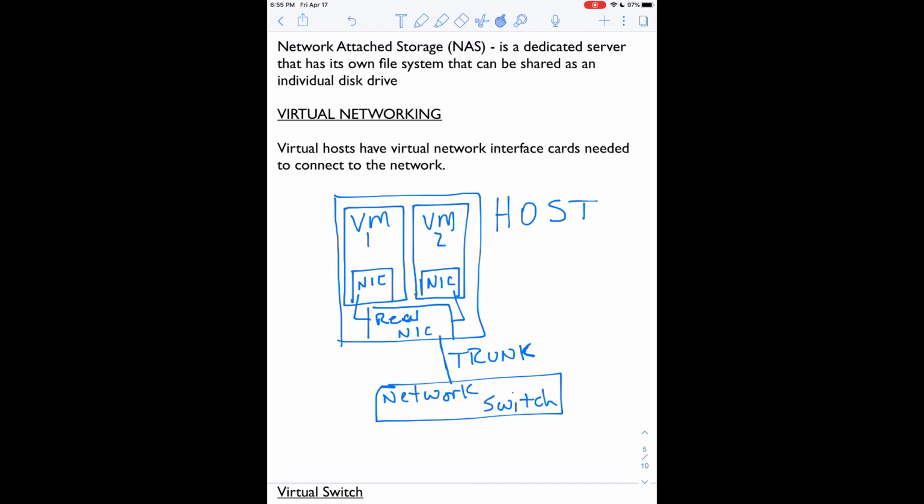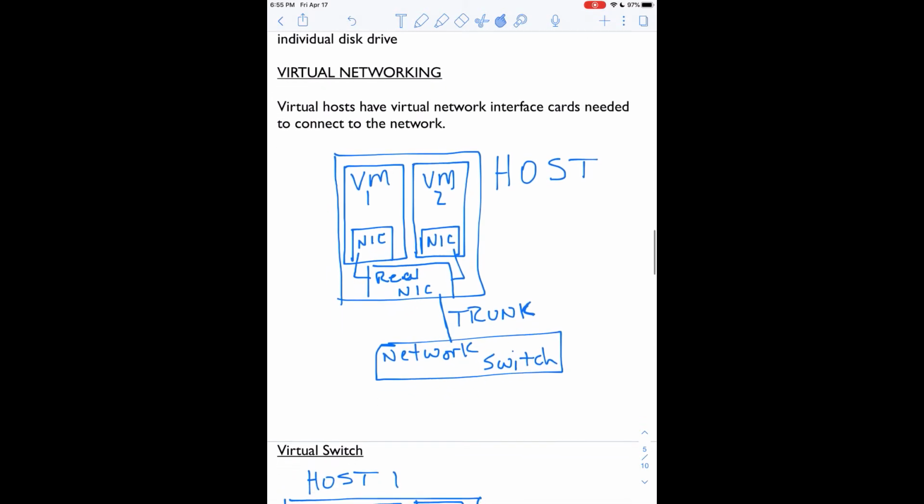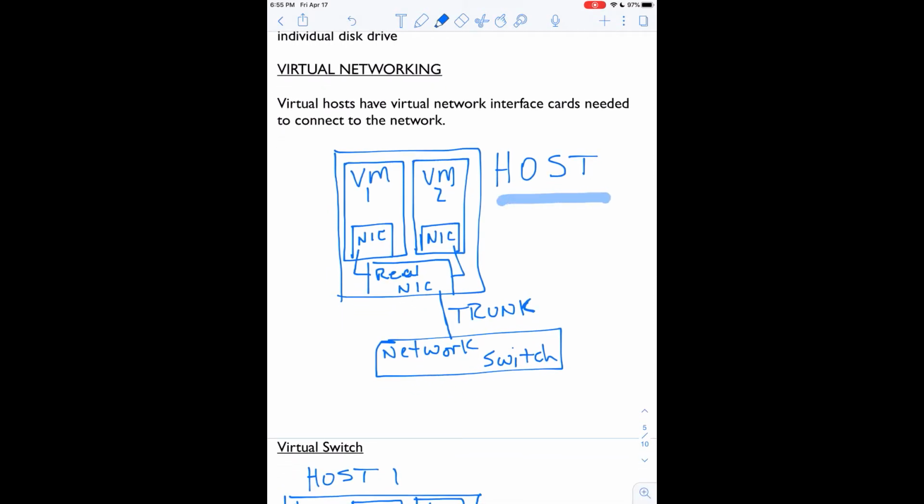And like virtual network storage and virtual CPUs, virtual guests, we have virtual networking. So again, we have a single host, and within that host we'll have two virtual machines, VM1 and VM2. Each VM has its own network interface card. There is a physical network interface card on the host, and logically within memory, these network interface cards attached to that physical network interface card, and that is trunked down to a network switch.